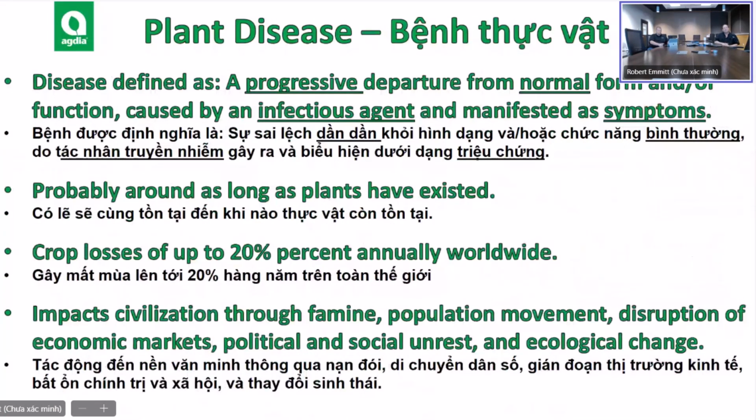So disease is defined as a progressive departure from normal form and or function caused by an infectious agent and manifested as symptoms. So keep symptoms in mind. We're going to talk about that a little bit later. It's probably been around as long as plants have existed and causes up to 20% crop losses around the world on an annual basis. So this crop loss impacts civilization through famine, population movement, disruption of economic markets, political and social unrest, and ecological change.